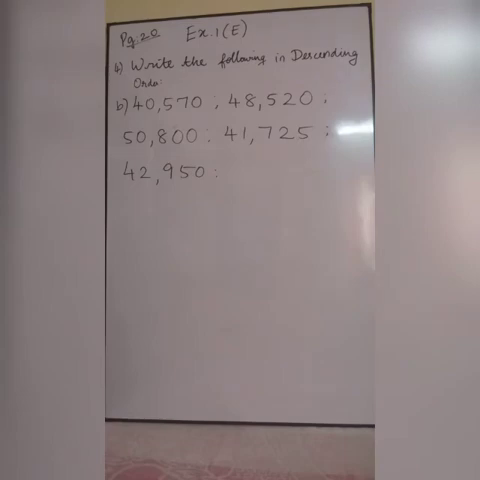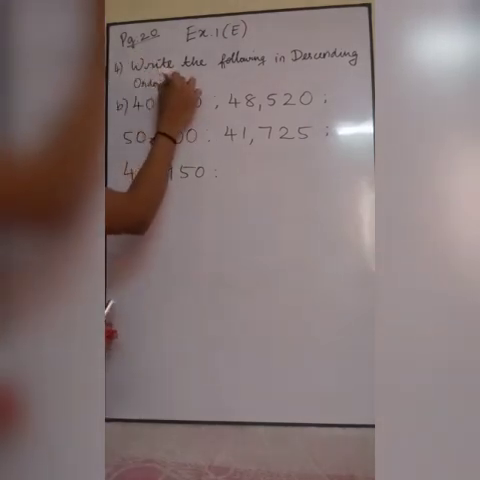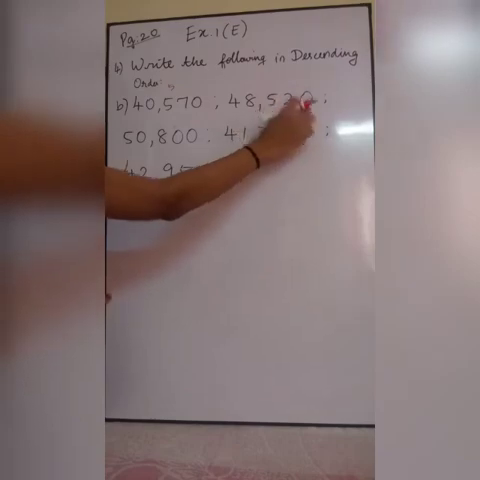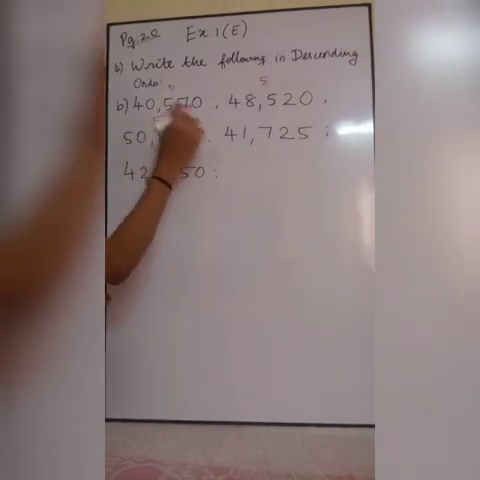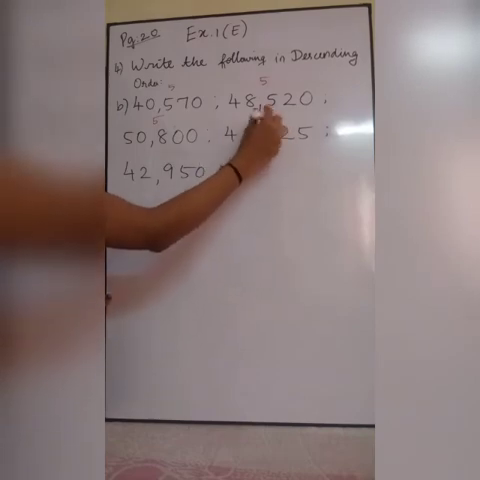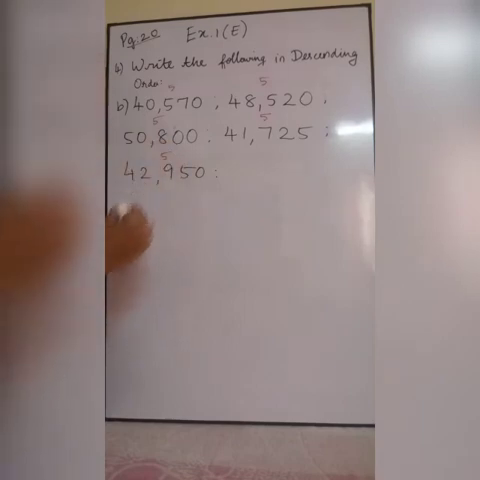Next is your B question. Okay. Now what am I going to do? I am just going to compare the number of digits. 1, 2, 3, 4, 5. All have the same number of digits, so you can't compare it.